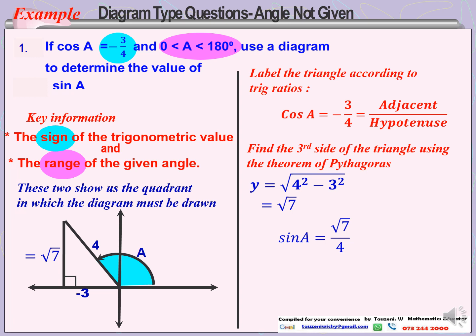So basically, to summarize it once again, each time you get a question like this where the angle is not given, you need two pieces of information. You need the range, and you need the sign of the trigonometric expression. Those two will give you one quadrant in which the diagram must be drawn.